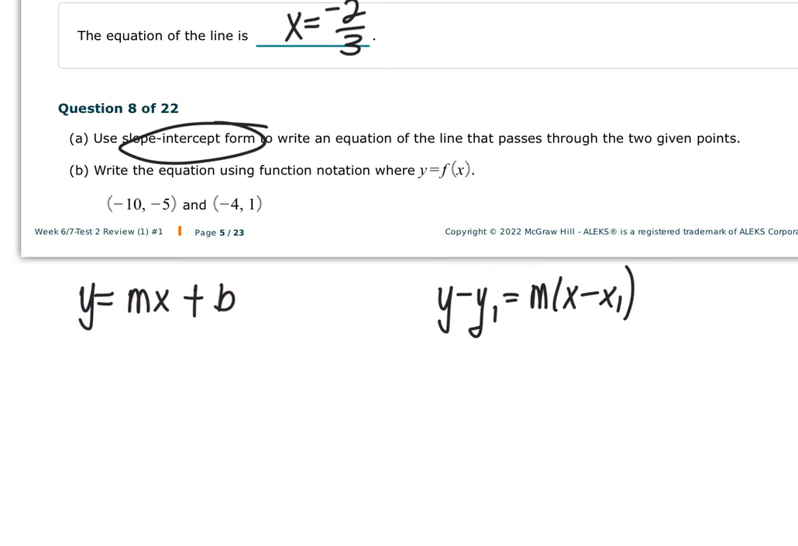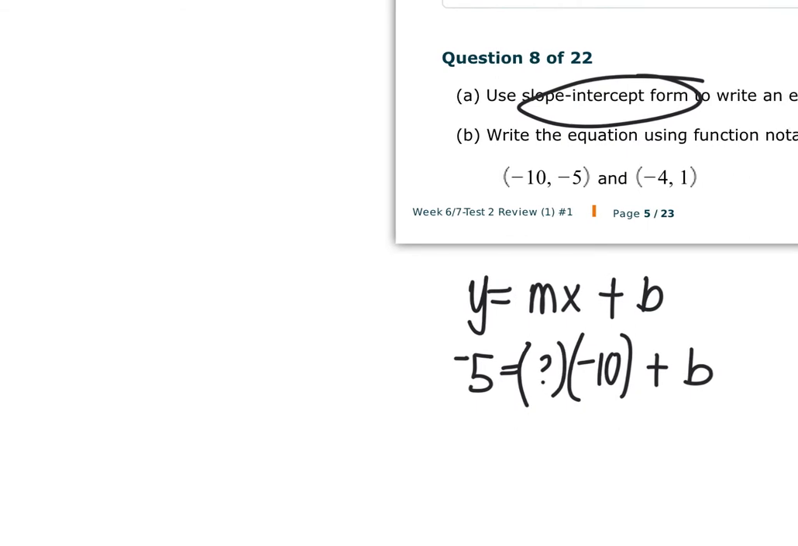Okay, so we're going to need to plug in our y value, and I can just choose from any one of these points. Let's just say I'll use the first point. So -5 would equal the slope. Well, I don't have anything to plug in right there yet. And then I do have an x value of -10 from this point right here. And I'm going to solve for b. So I don't know what the slope is to plug that in just yet, but I can find it because I have these 2 points right here.